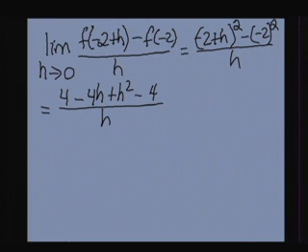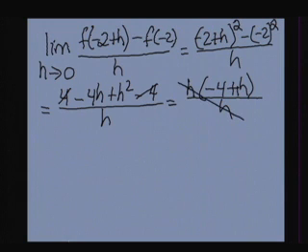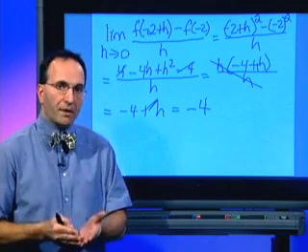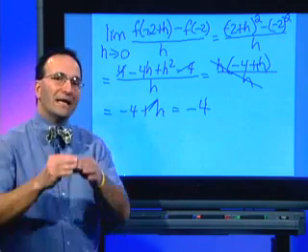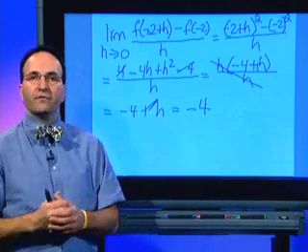Simplifying further, of course, the 4 minus 4 goes to 0. I can factor an h out, and I will have h times minus 4 plus h all over h. Those h's cancel out. We're left with minus 4 plus h. Of course, as this h goes to 0, this limit goes to -4. So what that tells us is the slope of the tangent at the point x equals -2 is -4.